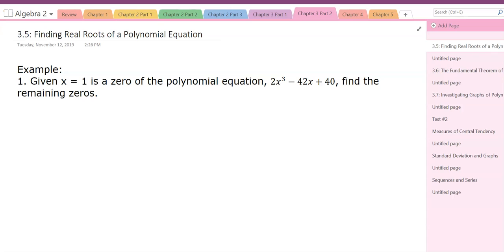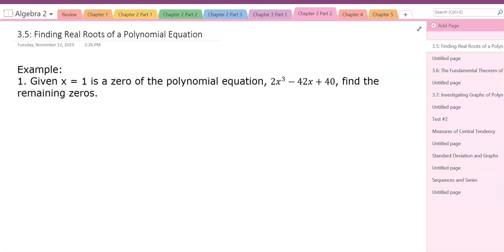Now the polynomial equations look a little bit different. Remember all quadratics had that curved U shape. Polynomials can be different, depending on what their degree is. If it's x to the third or x to the fourth, x to the fifth, that's going to change the number of times that your polynomial crosses the x-axis. So it either increases or decreases the amount of zeros that you're going to have.